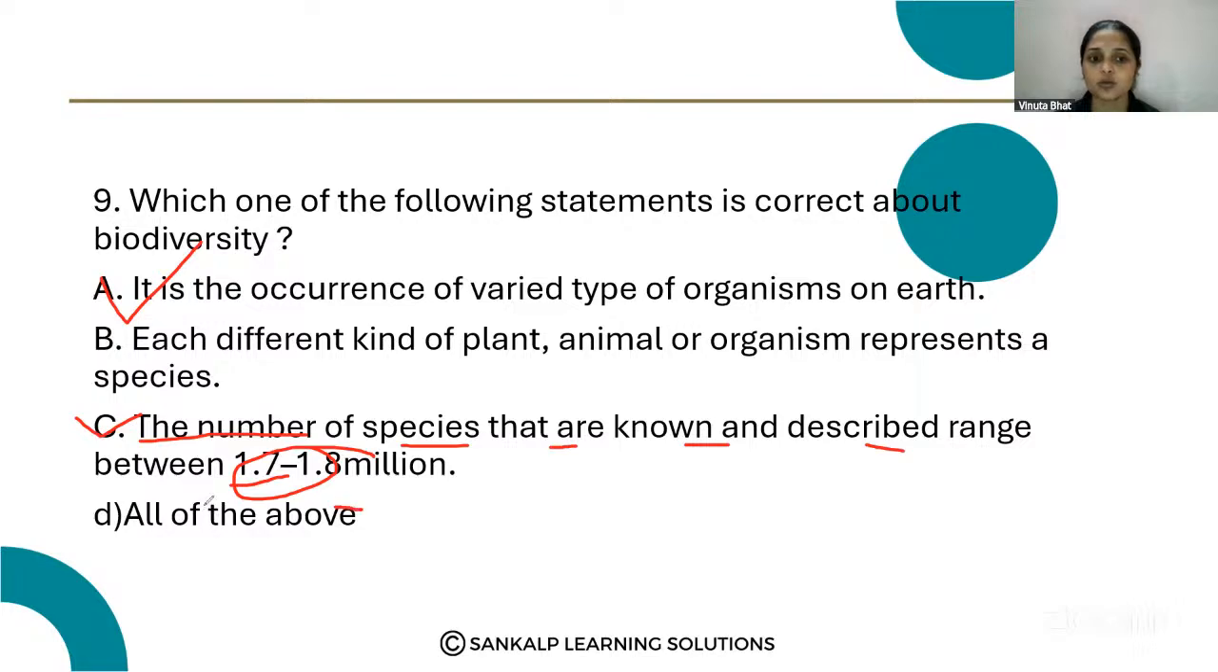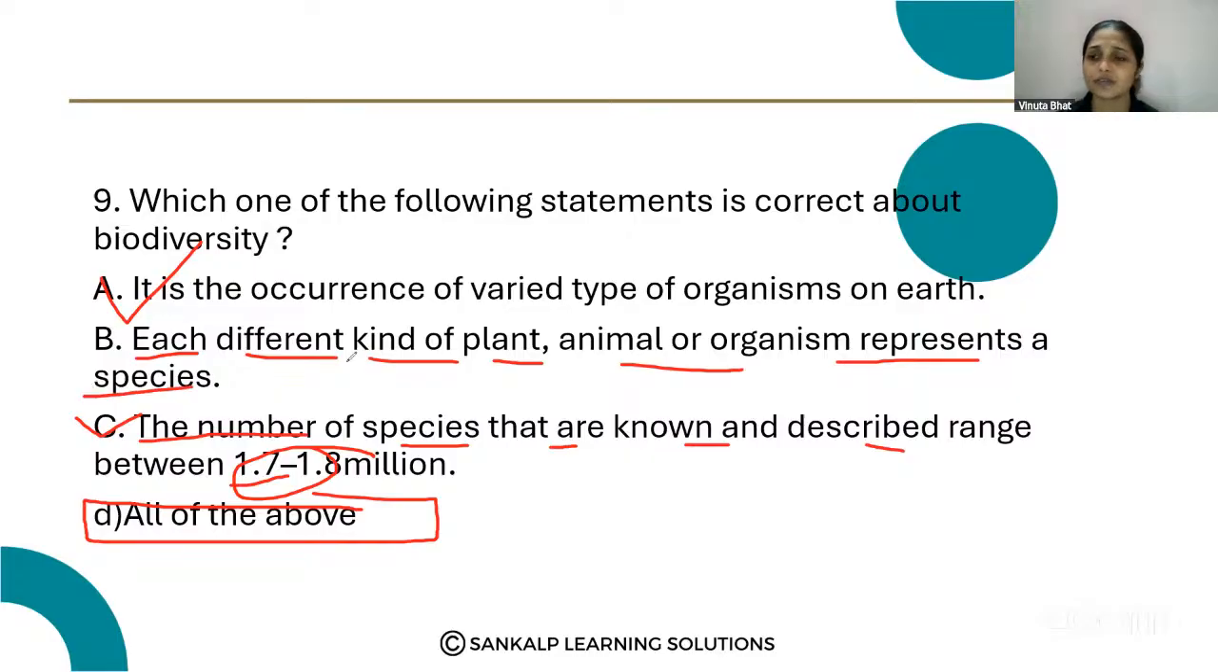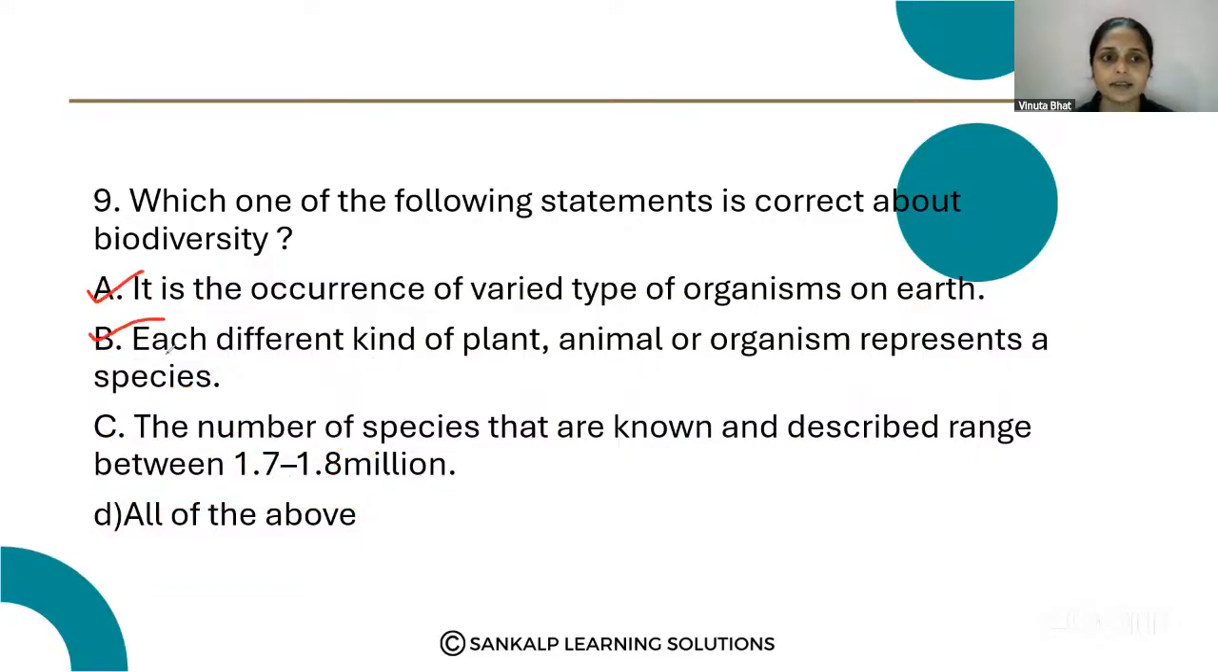So we can go to option D, all of the above, because then read option B. Each different kind of plant, animal or organism represents the species. So the different kinds of organisms and animals represent the species. Yes, that is also correct. So these three are correct statements regarding biodiversity. So you can tick the correct option, that is option D.